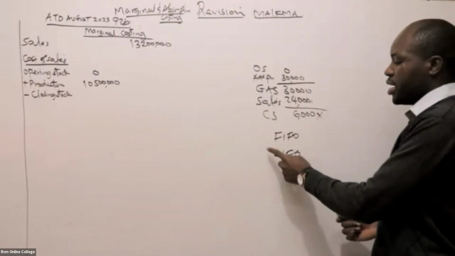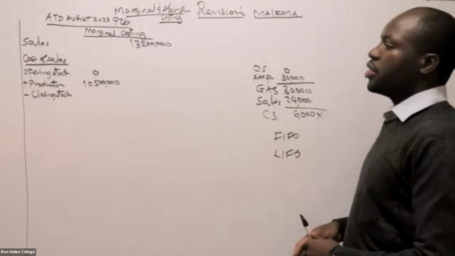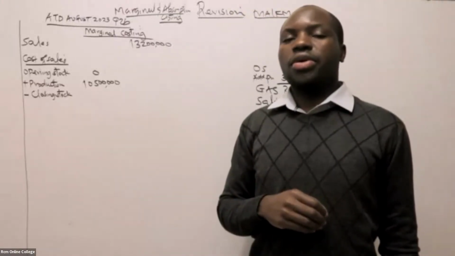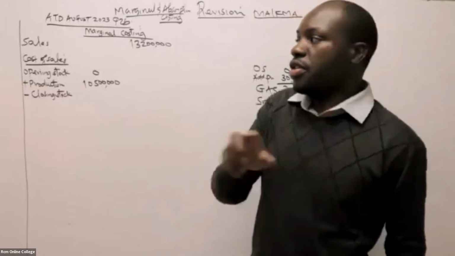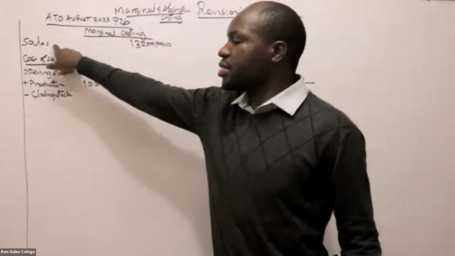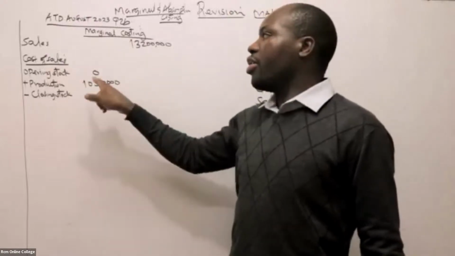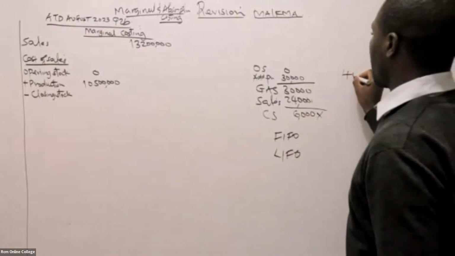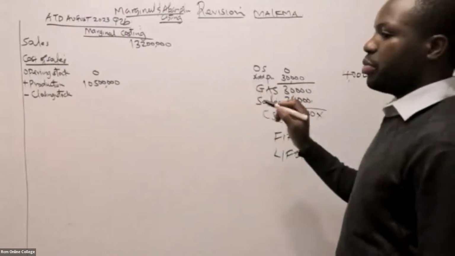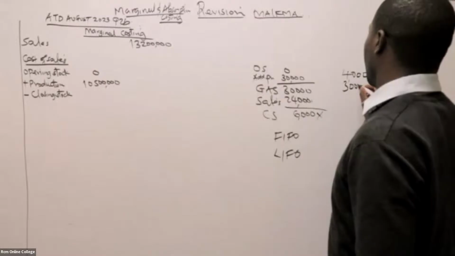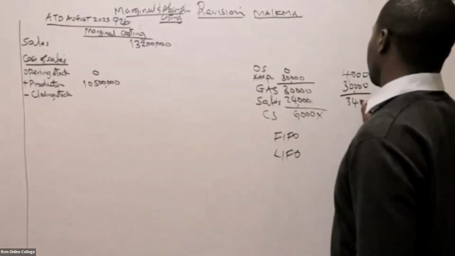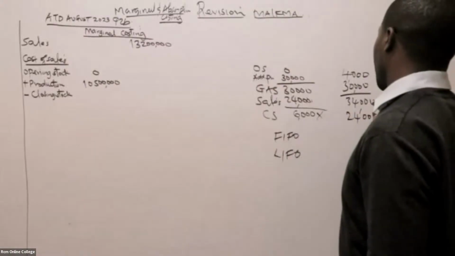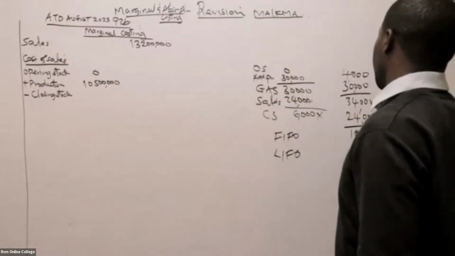What do I mean? When you say last in, first out, it means whatever was produced during the year will be sold first. So if you add opening stock, these sales will not include the opening stock. So let's say we add opening stock of 4,000, and what has been produced is 30,000. We're talking about 34,000. Then what was sold is only 24,000. You are having a closing stock of 10,000.